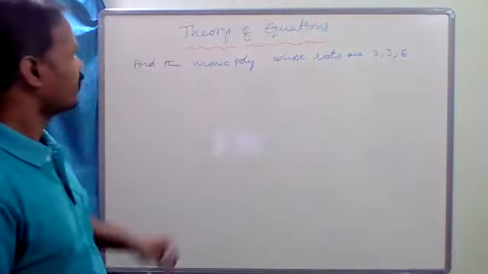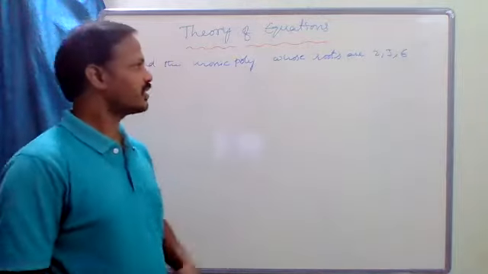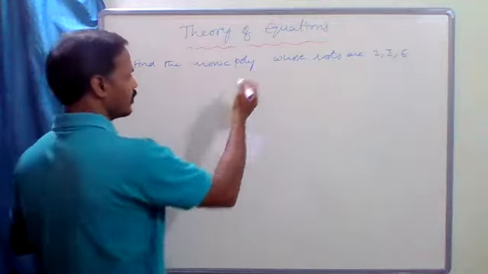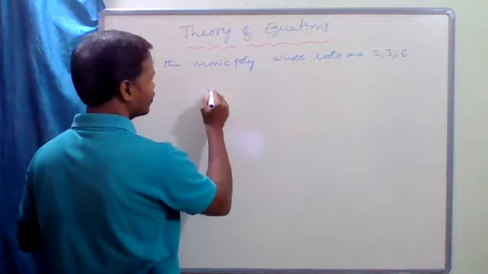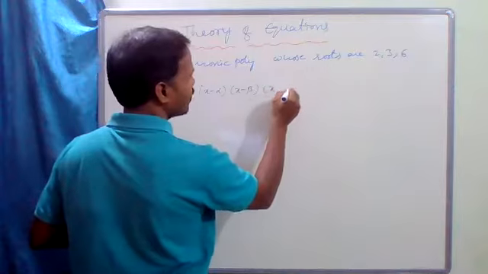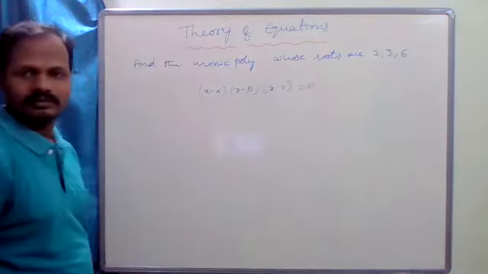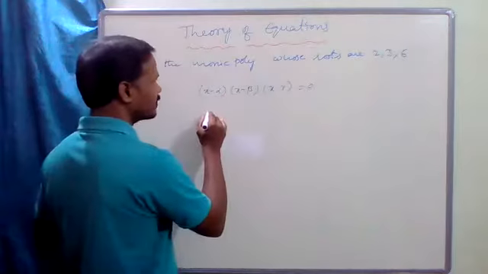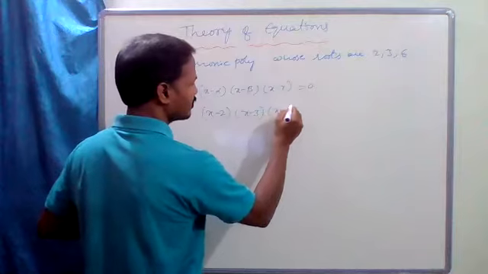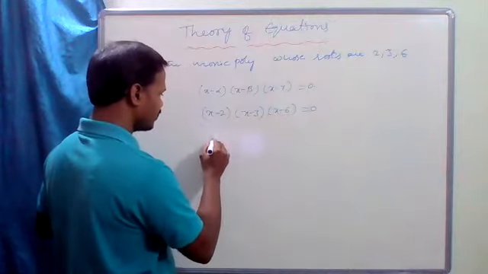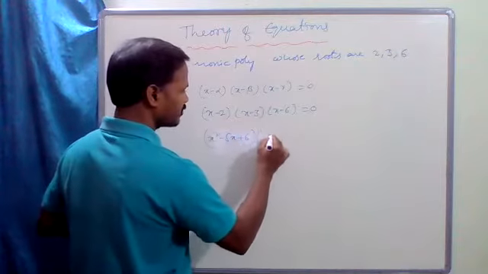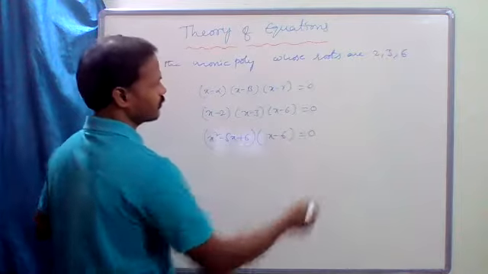Now we have to find the monic polynomial whose roots are 2, 3, 6. So what is the answer? Roots are given, so (x minus alpha)(x minus beta)(x minus gamma) equal to 0. That is (x minus 2)(x minus 3)(x minus 6) equal to 0. So simplify this: (x square minus 5x plus 6)(x minus 6) is equal to 0.